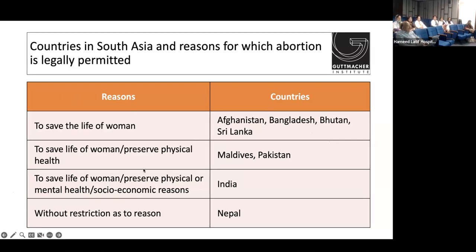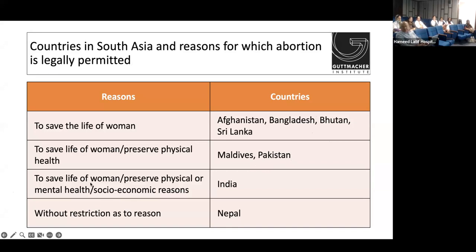But in Pakistan, it is to save the life of a woman and to preserve physical health. Now that's a broad kind of statement which covers her mental well-being as well, physical and mental well-being. So she is so upset by having a pregnancy that she is psychologically upset and devastated, she has crying spells. So she is making a wreck of herself, etc. Because of that, you can in Pakistan.